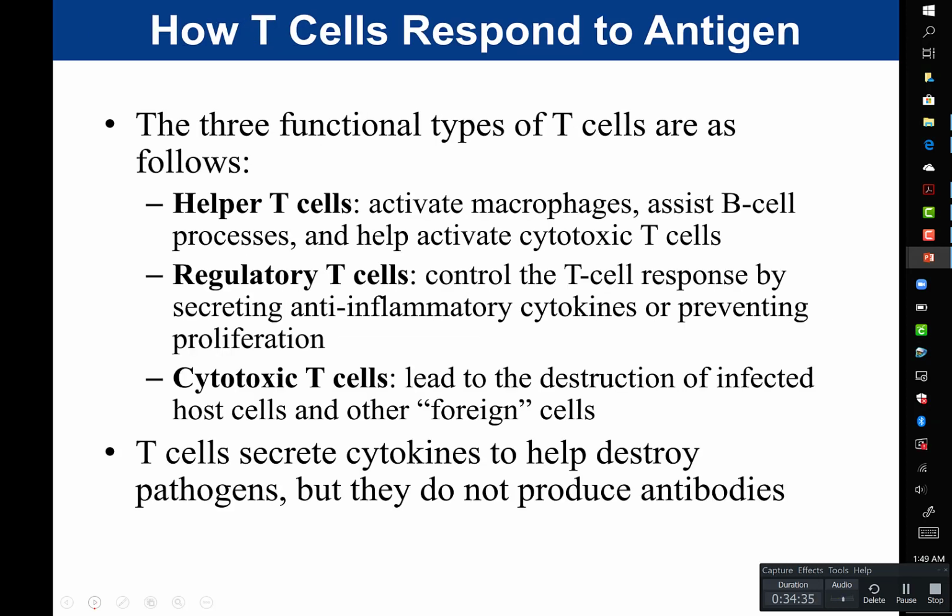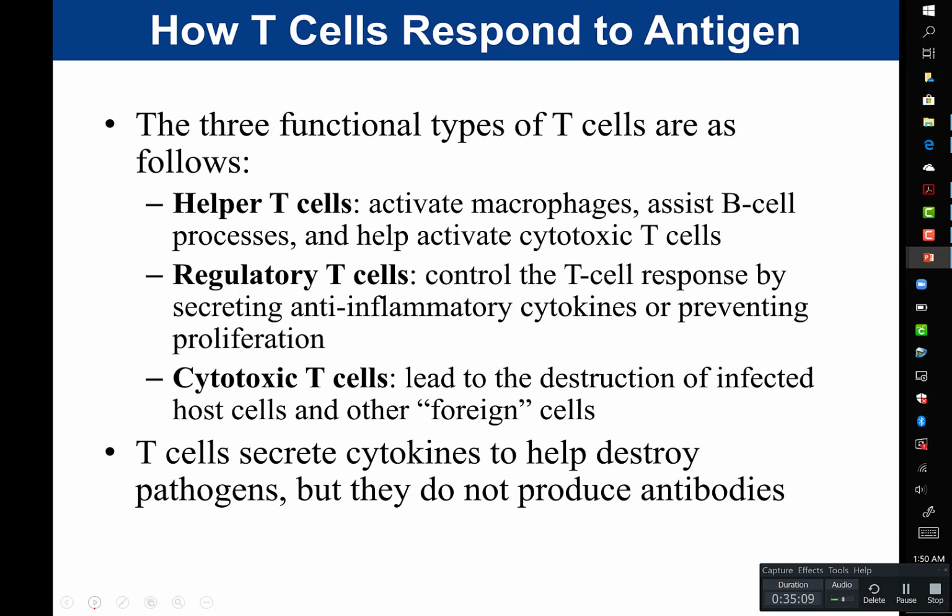So there are three functional main types of T cells. We have our helper T cells, or T helper cells. They're called either one. Our helper T cells are used to activate macrophages, to assist B cell processes, and to activate cytotoxic T cells. You can think of our T helper cells as the commander of the army. They're the one that sends signals to everybody else, activating everybody else.